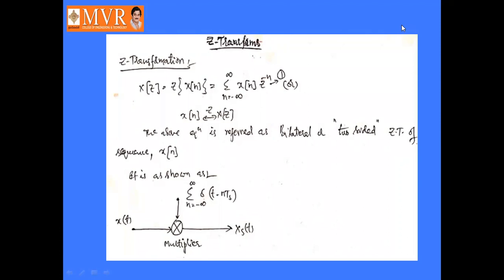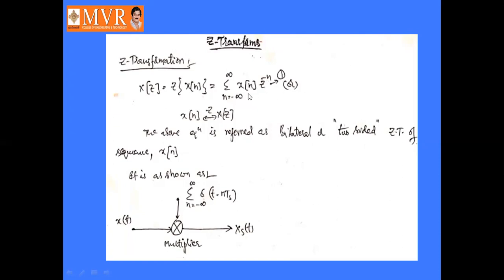The Z transform of an arbitrary function x of n can be defined as x of z, that is, x of z is equal to sigma n is minus infinity to infinity x of n into z power minus n. This is equation number one. Or we can say that the Z transform of x of n equals x of z. So this is varying from minus infinity to infinity. That's why it is called the two-sided or bilateral Z transform of the sequence x of n.